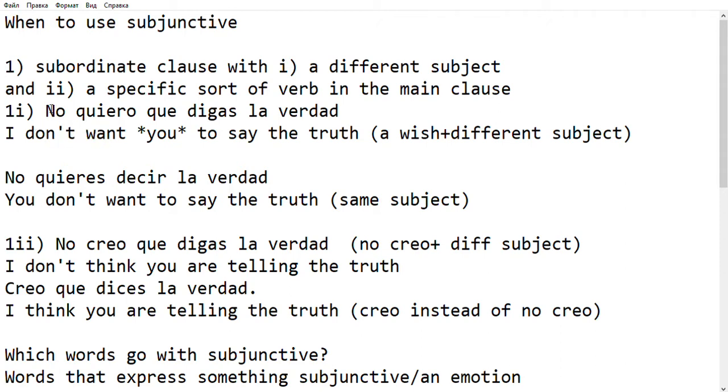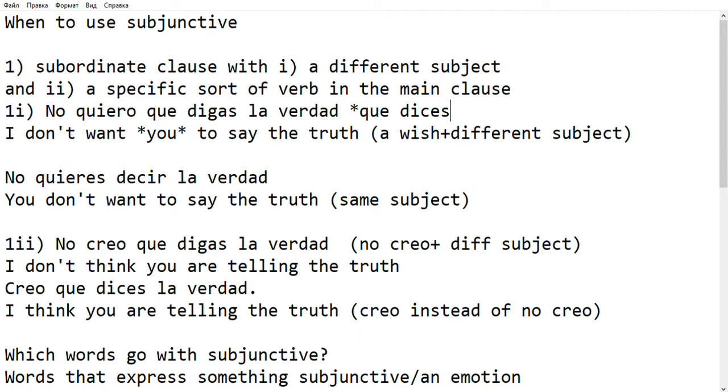How will I do it? Well, no quiero, that should be quite uncontroversial. I don't want. And here I will put the subjunctive. I will always have que in front of my subjunctive when I'm using a subordinate clause, always. No quiero que digas. What could be a mistake to say here? Let me write it here. If I say this, no quiero que dices la verdad, this is grammatically incorrect. It's an ungrammatical phrase in Spanish. We cannot really say this.